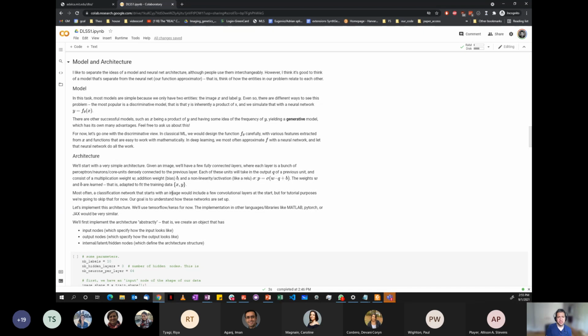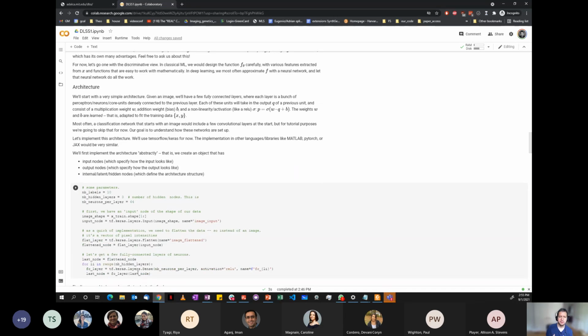And then I talk about architectures. Now, most of the time when you see images, you might want to use convolutional operations. But just to get us going, I first show an example with perceptrons or neurons. And I show an example of how to build a very simple architecture.